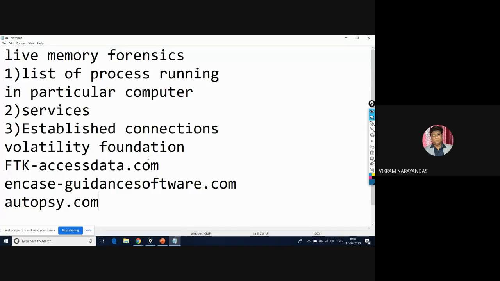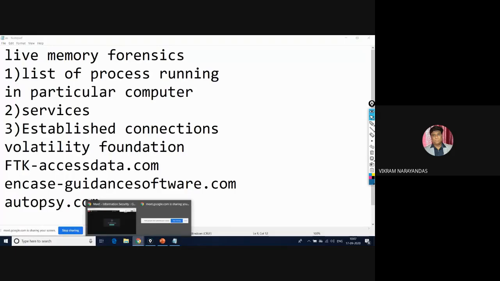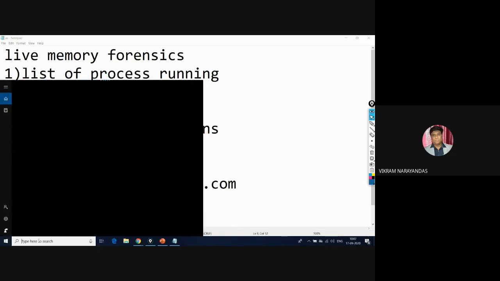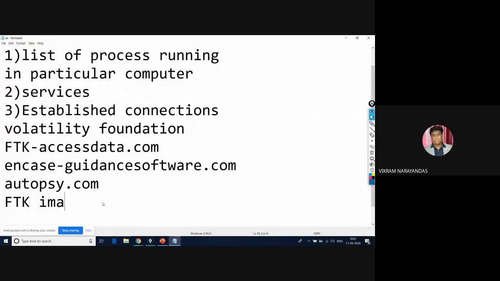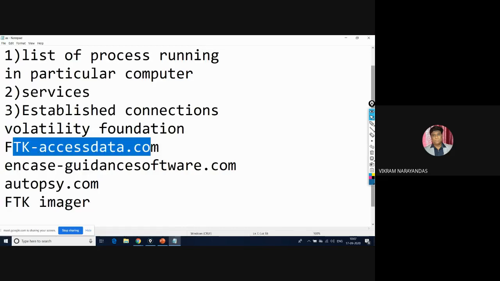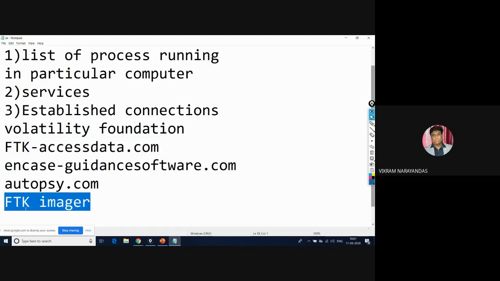Next, we'll see FTK Imager. FTK Imager is free of cost. FTK, Forensics Toolkit, is not free of cost, but FTK Imager is free of cost.